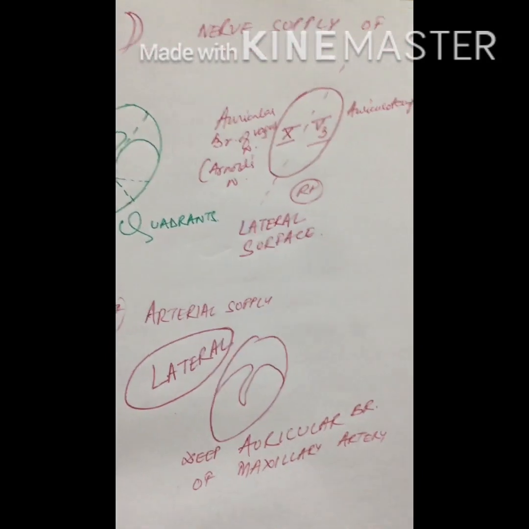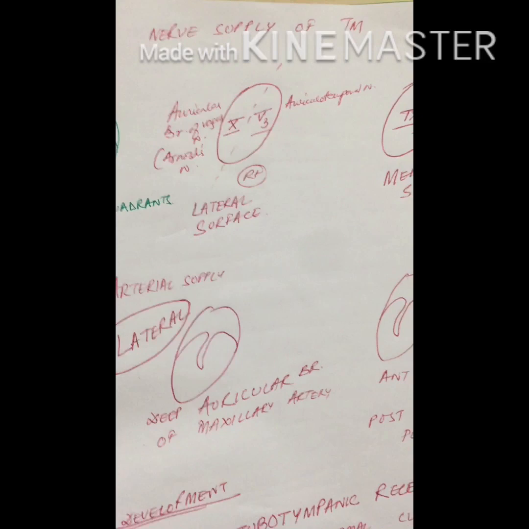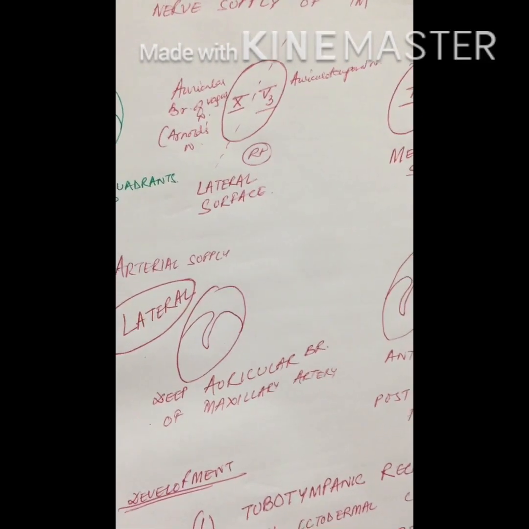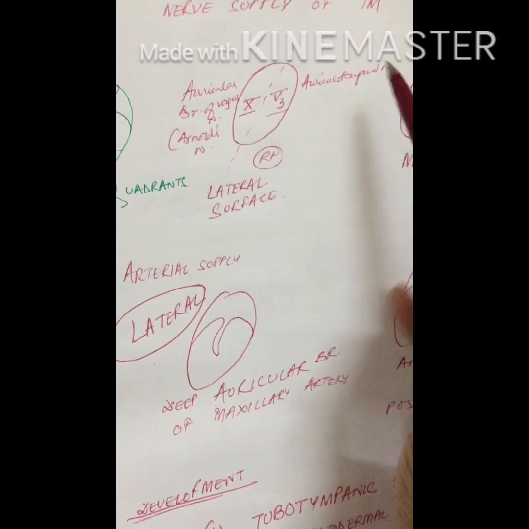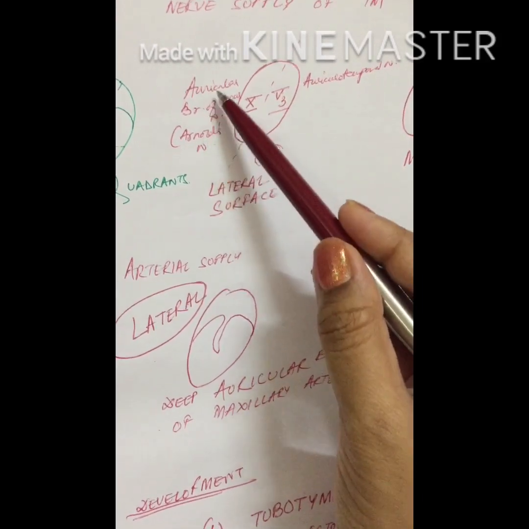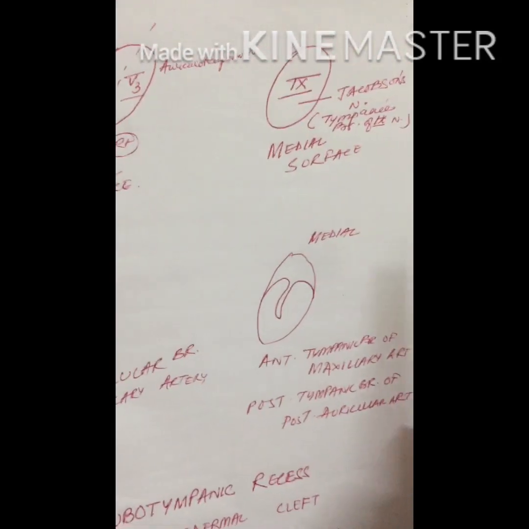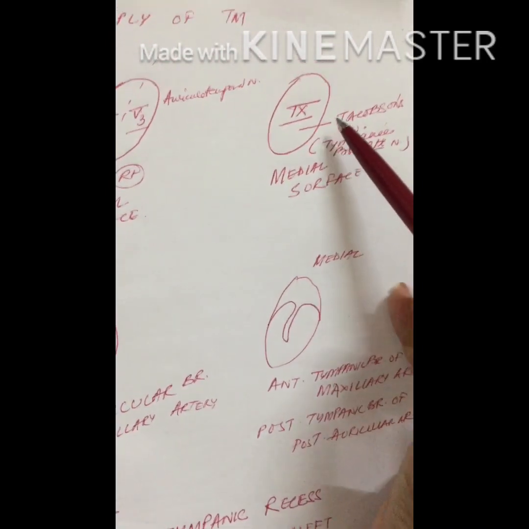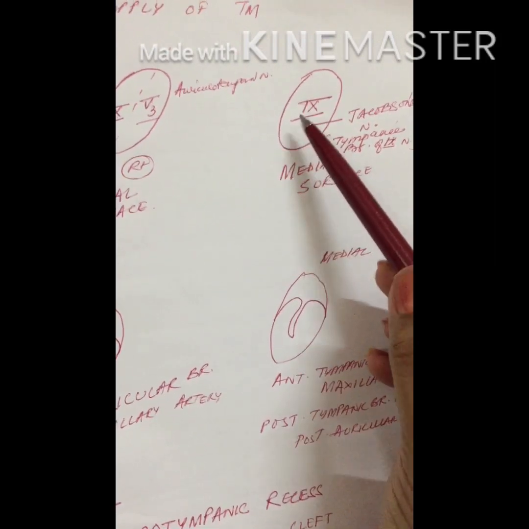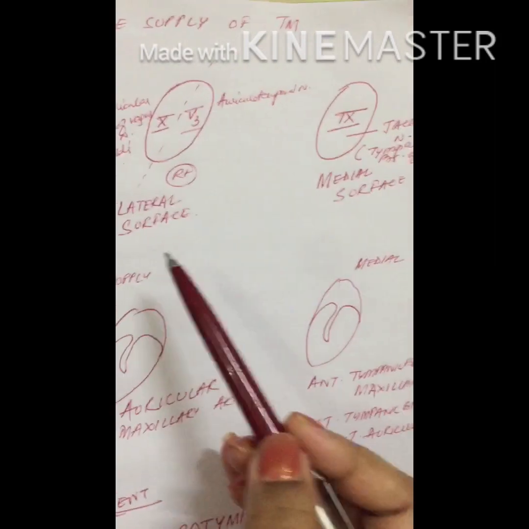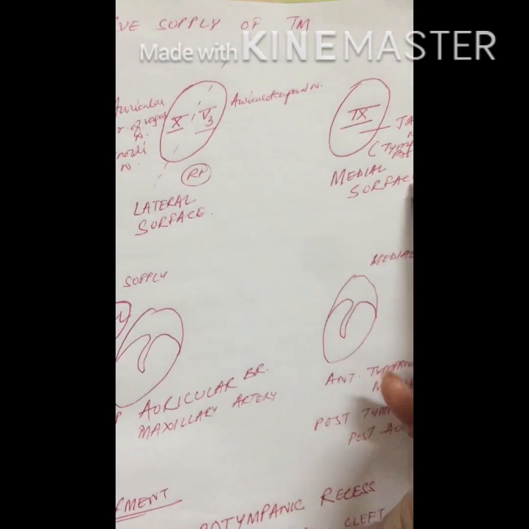Now let us move on to the nerve supply of the tympanic membrane. The lateral surface of the tympanic membrane is supplied anteriorly by the auriculotemporal nerve and posteriorly by auricular branch of the vagus nerve, that is the Arnold's nerve. The medial surface of the tympanic membrane is supplied by the Jacobson's nerve, which is the tympanic branch of the glossopharyngeal nerve.